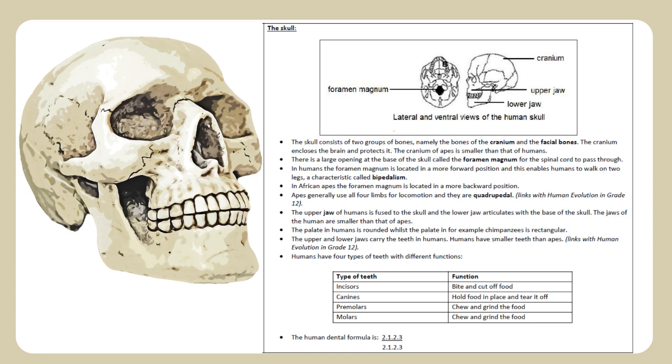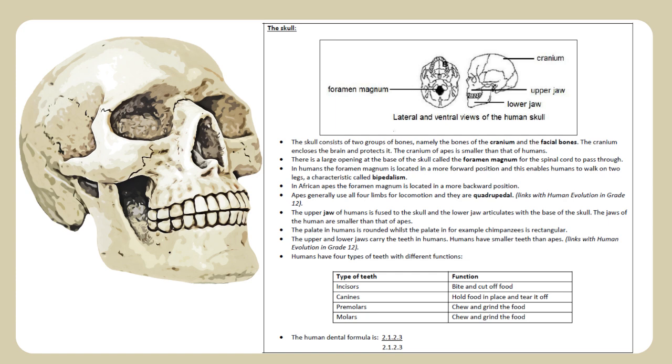The cranium of apes is smaller than that of humans. There is a large opening at the base of the skull called the foramen magnum for the spinal cord to pass through. In humans, the foramen magnum is located in a more forward position, and this enables humans to walk on 2 legs, a characteristic called bipedalism. In African apes, the foramen magnum is located in a more backward position. Apes generally use all forelimbs for locomotion, and they are quadrupedal. Links with human evolution in Grade 12.